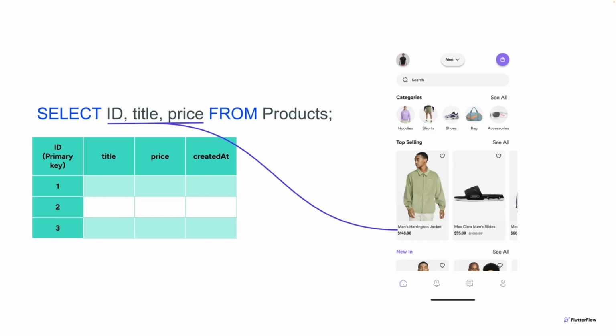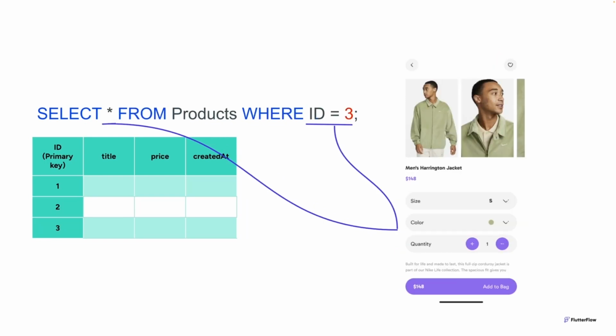For example, if we need to display the list of products after a user opens the app on the product list page, we can write a query like this to grab the necessary columns in the rows of the products table. Or if we need to display the product details after a user has clicked on the product card, we can write a query like this to grab all the columns in the row of the products table where the ID is equal to what the user clicked on.